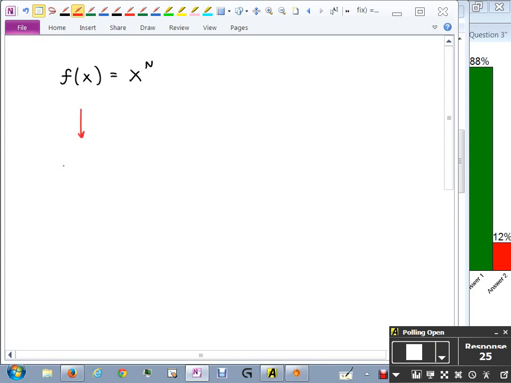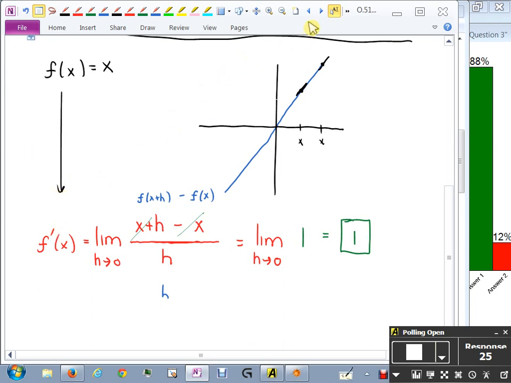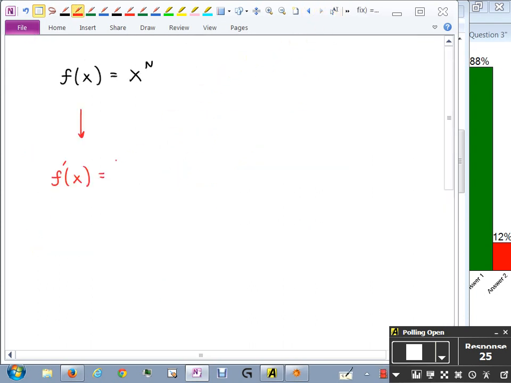So here I go. The derivative of this function is the limit as h goes to 0 of... So first you plug x plus h into this function. What does it spit out? X plus h to the n. Then minus... You plug in x, and that's basically the function itself, right? So x to the nth power, all over h.